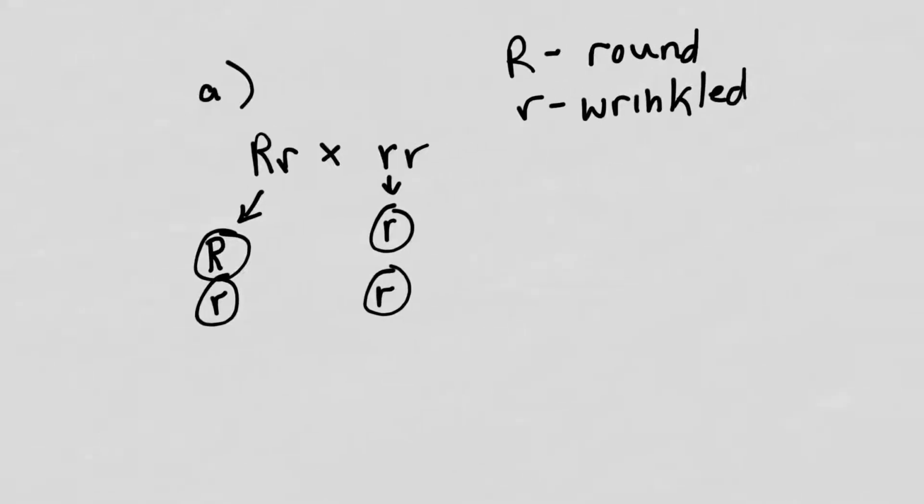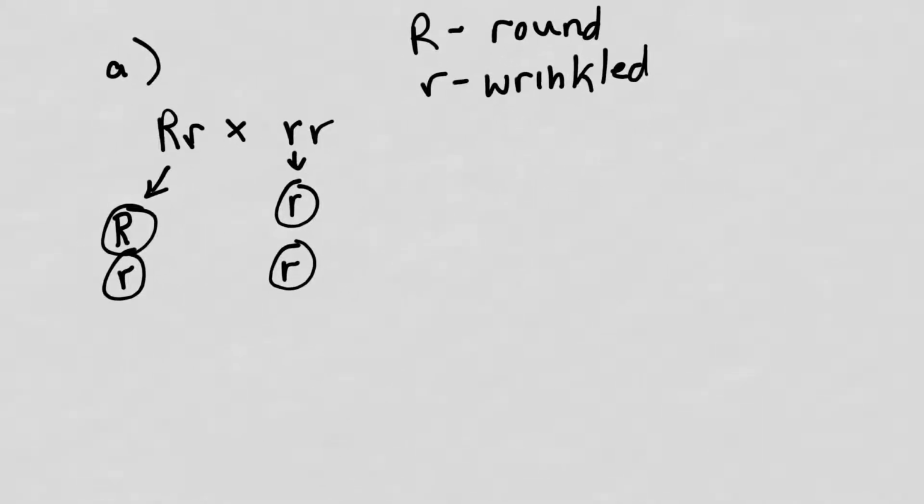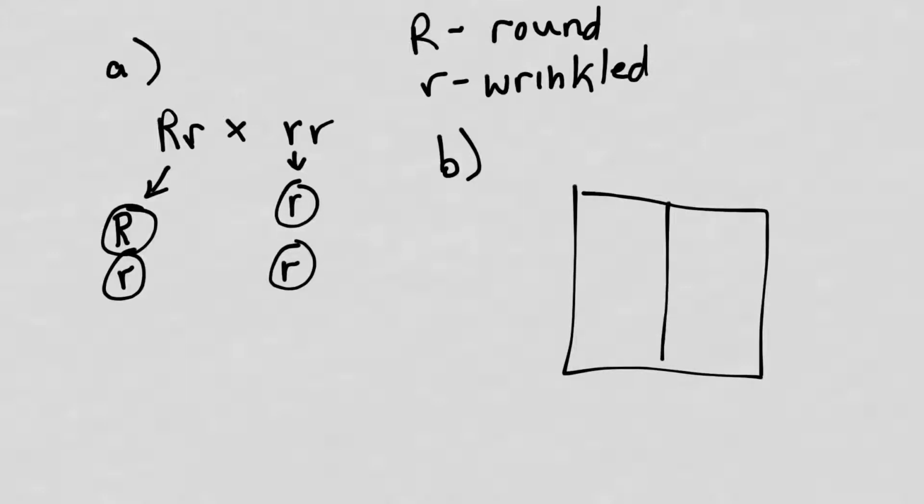B, show a Punnett square to show the possible genotypes of the offspring in the F1 generation. So what offspring can they produce? For B, here's your Punnett square. Parent 1, it doesn't matter what side you put them on. I just generally go down first and then across for the second parent. So the first parent, those are the gametes they can produce, and along the top is the second parent.